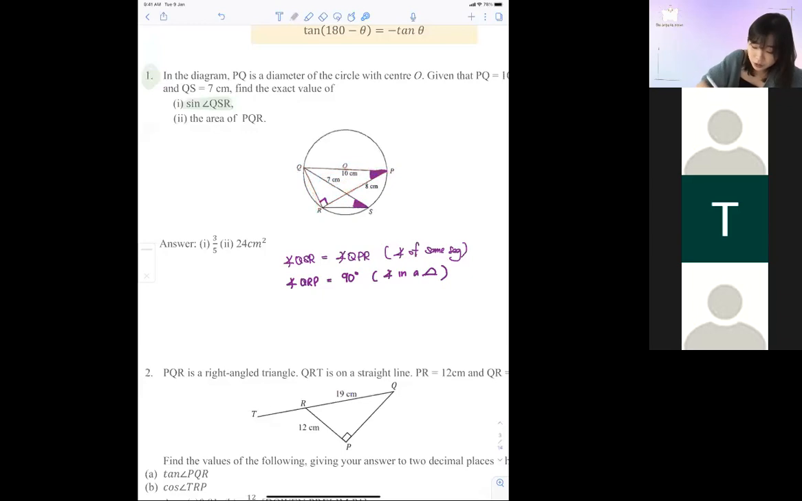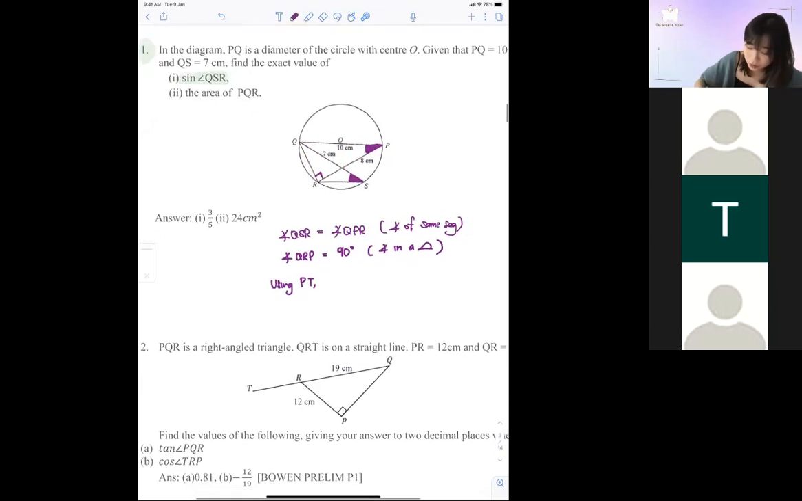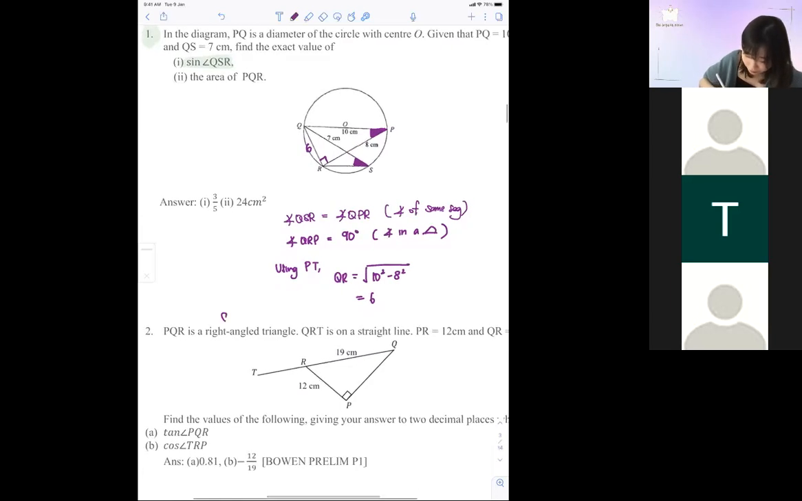In this case, we use Pythagoras theorem. Every time you use Pythagoras theorem, you must say that you use Pythagoras theorem. Using Pythagoras theorem, QR is equal to the square root of 10 square minus 8 square, which is 6. Okay, so here's 6.